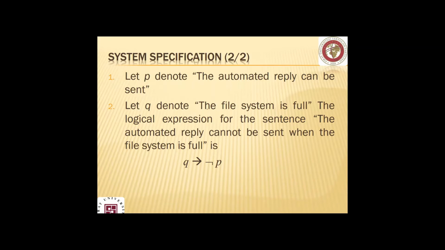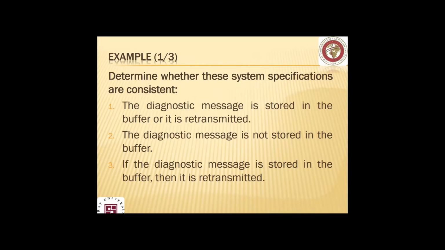So what we can say is, if the file system is full, then the automated reply can't be sent, and that is much easier in symbolic representation. Q implies not P. If the file system is full, then the automated reply can't be sent, and that is how we represent it. All right, let's take another example when we have different specifications of the same system, and we see if they are consistent or not.